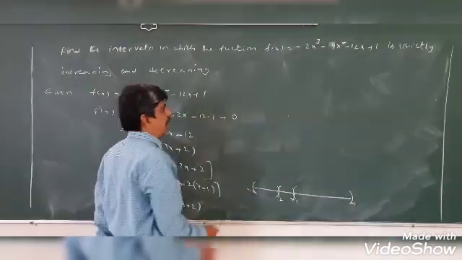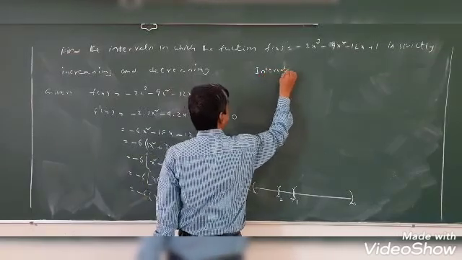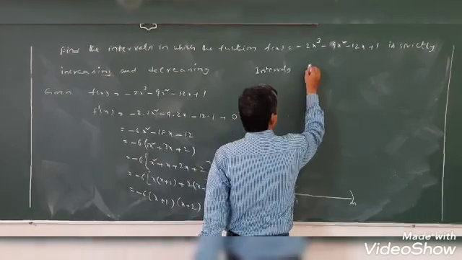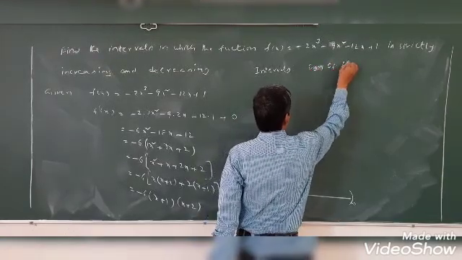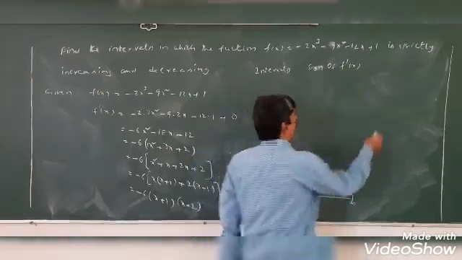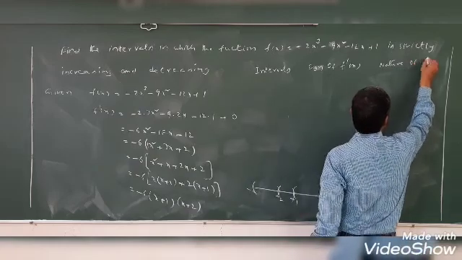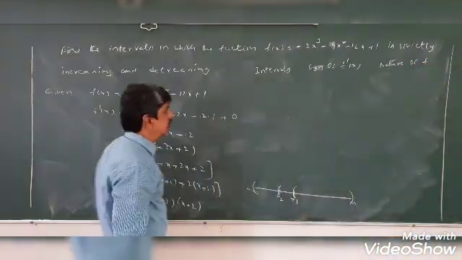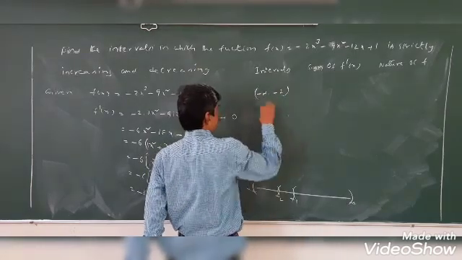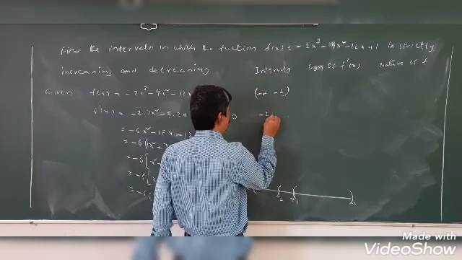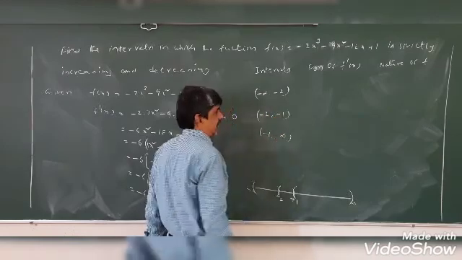Now take one table form. So intervals, next, the sign of f dash x, and the nature of the function. So the intervals are minus infinity to minus 2, minus 2 to minus 1, minus 1 to infinity.